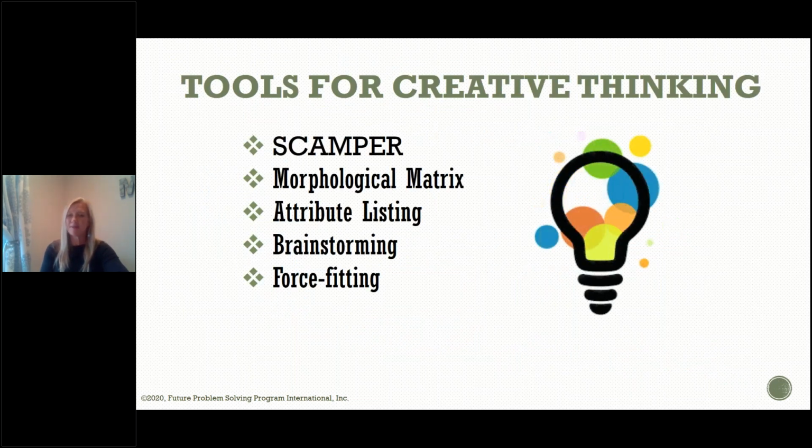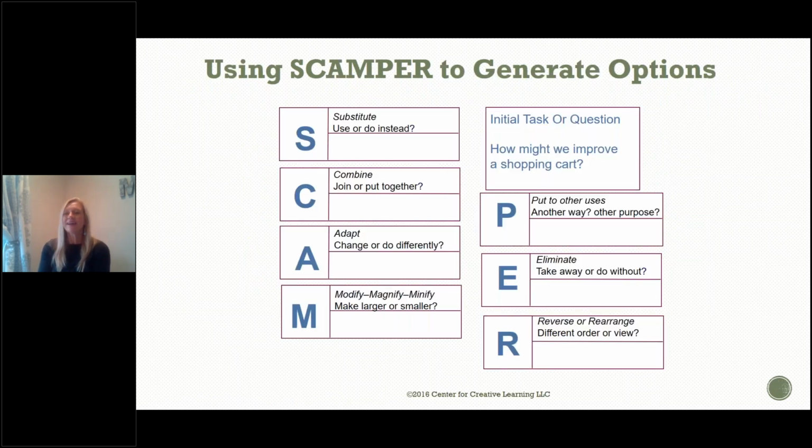So today's tool we're going to talk about is the tool of Scamper. It is one of the 5 tools for creative thinking that we use a lot within the Future Problem Solving program. What is Scamper? Well, Scamper is a word that is an acrostic because each letter in the word Scamper stands for something to help us think. So the S stands for substitute, the C for combine, the A, adapt, the M for modify, magnify, minify, the P, put to other use, the E, eliminate, and the R, reverse or rearrange.